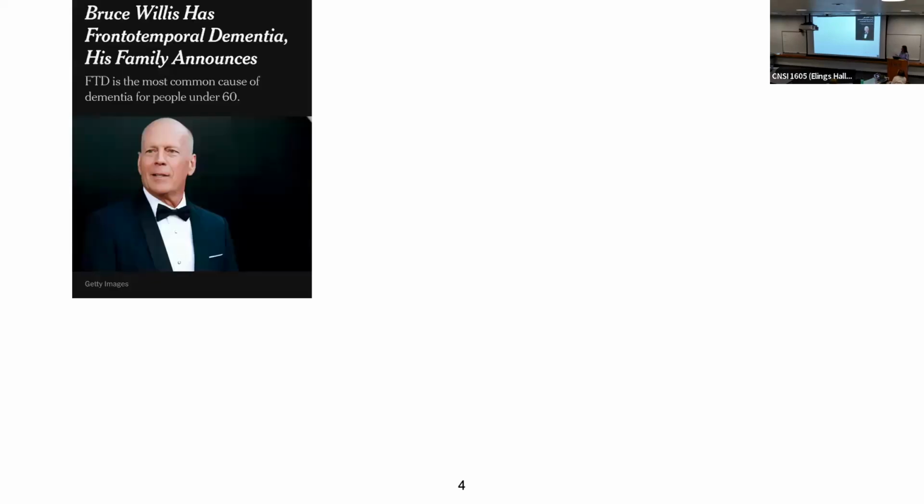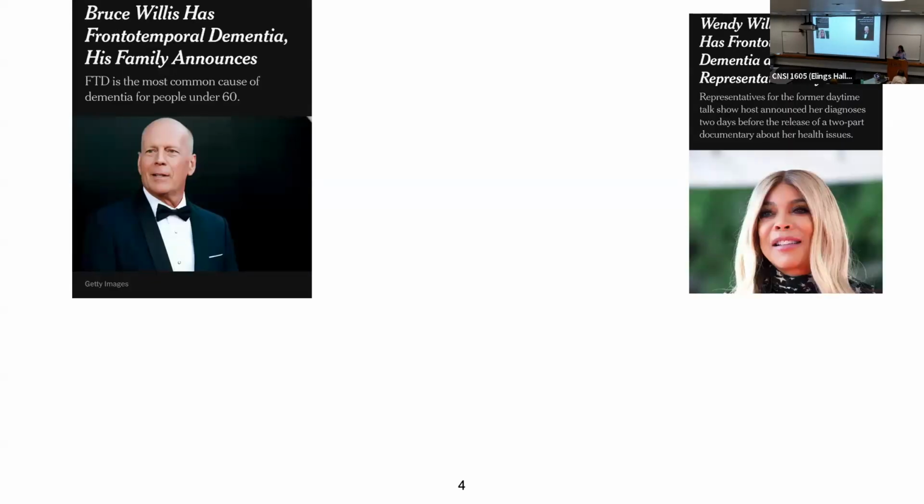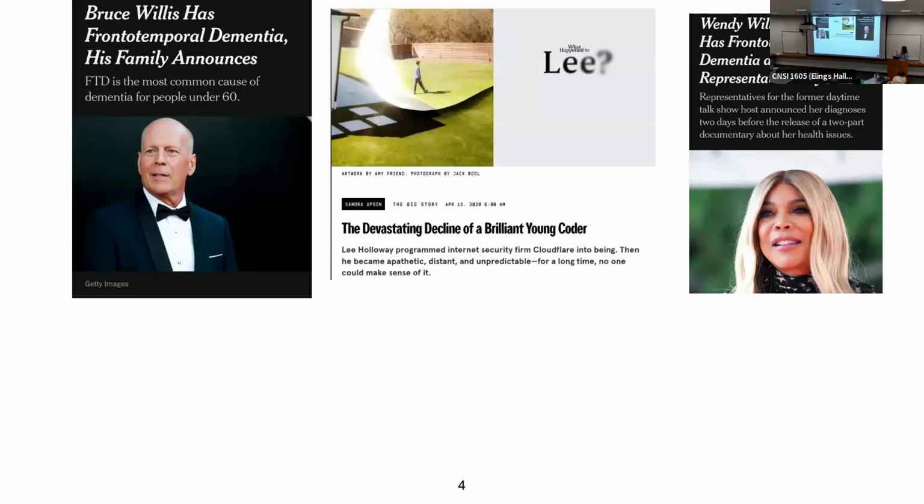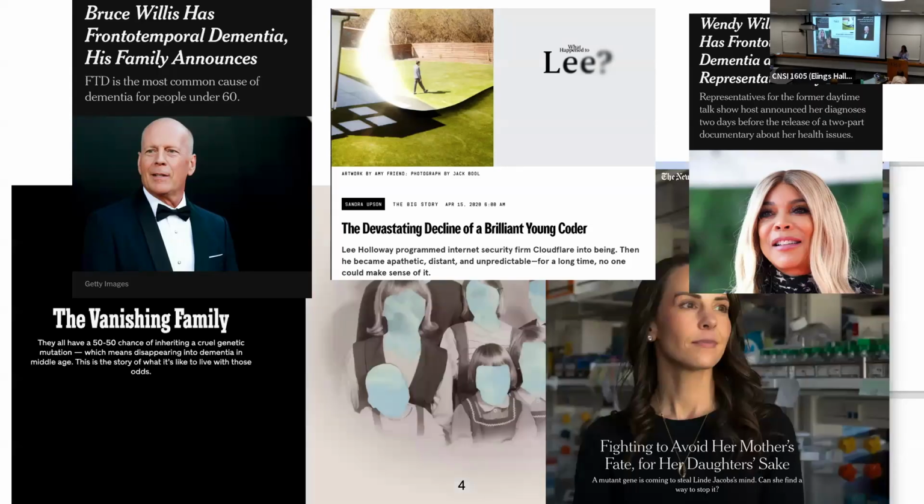And so while it is a rare disease, it most likely has affected people you have heard of. So Bruce Willis has frontotemporal dementia, as does Wendy Williams. This article is about a software engineer, Lee Holloway in the Bay, who started developing symptoms at around 30 years old, and no one really knew what it was until about 10 years later. And he actually got treatment at UCSF. And these two articles are more about the genetic component. So people who know that one of these genes runs in their families and are trying to grapple with that and understand what that means for them.